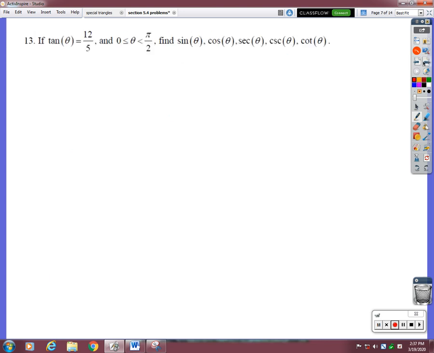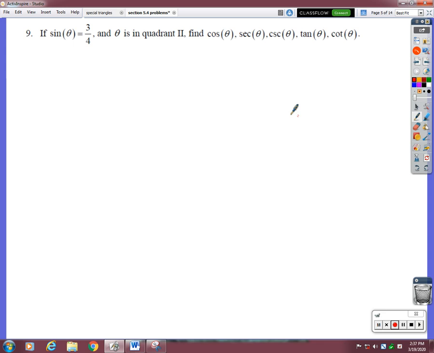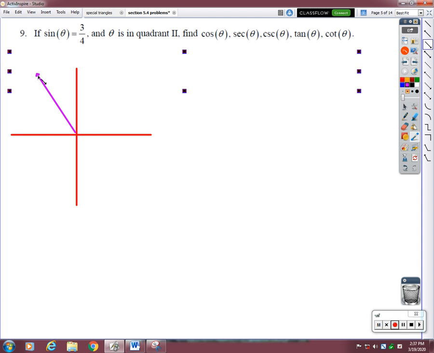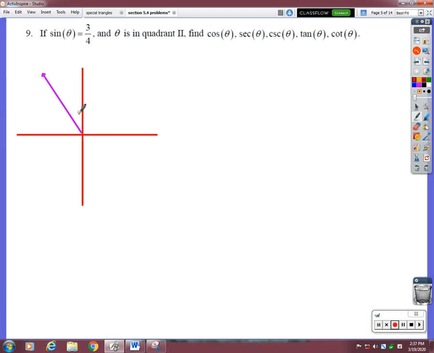Alright, what did I say? It's a 13? Alright. Oh, okay, this is a little bit different. So now we're given the sine of an angle. We're not told what the angle is, but we're told that the sine of the angle is 3/4 and that we are in quadrant 2. So if the sine of the angle is 3/4, that means that the y value is 3 and the radius is 4, because remember sine is y over r.